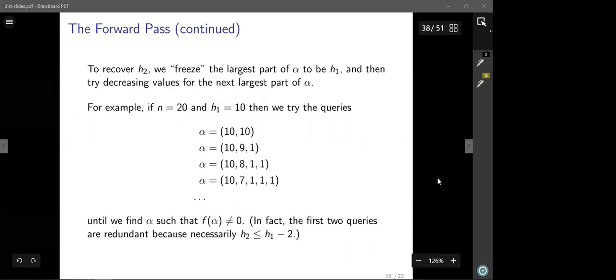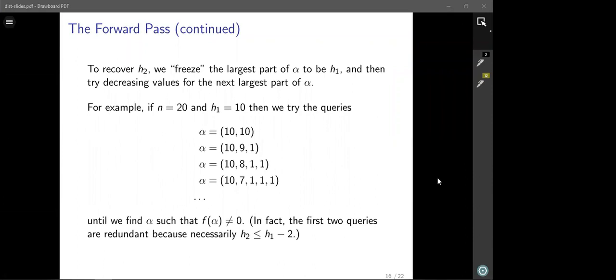All right, well then what about the next principal hook? Well, now that we know the size of the first principal hook, we can freeze that. We take our alpha 1, the first element of our composition, to be the H1 that we know, and then we apply the same trick for the next largest part. So if we figured out that H1 was 10, and n is 20, then we try 10, 10, 10, 9, 1, 10, 8, 1, 1, 10, 7, 1, 1, 1.